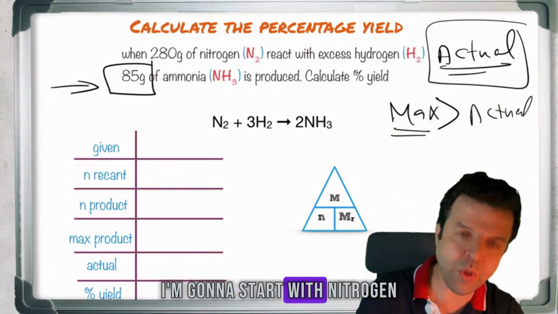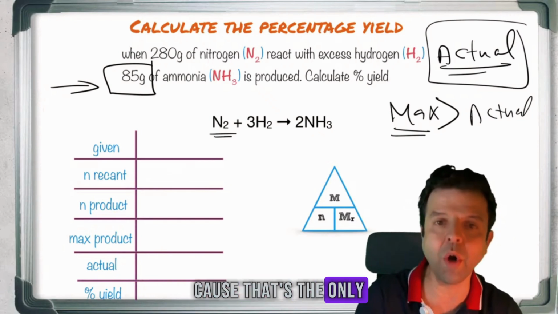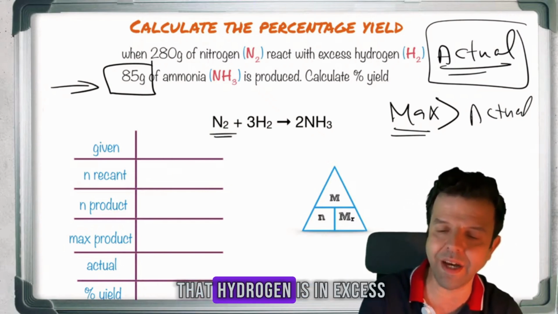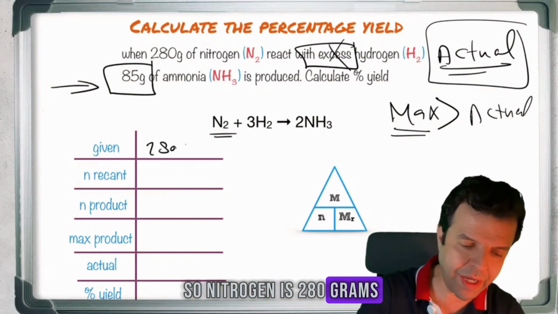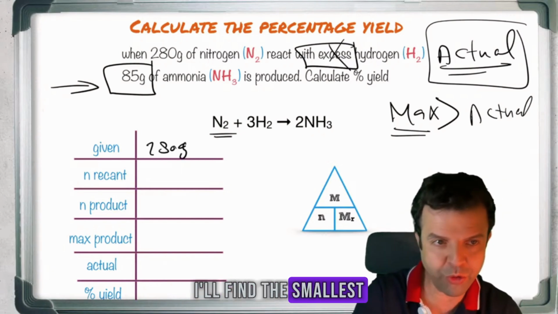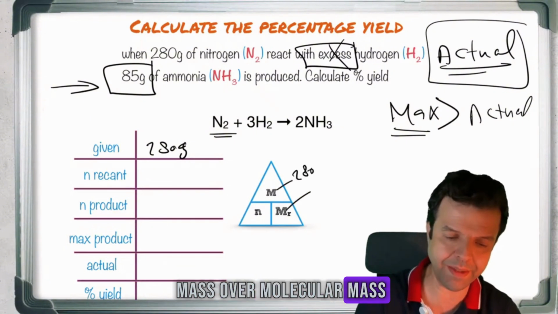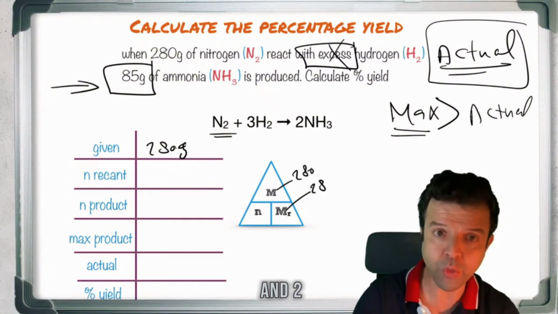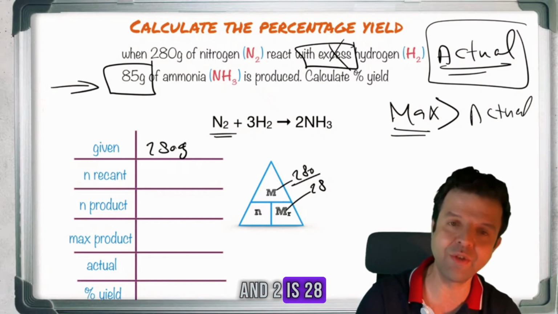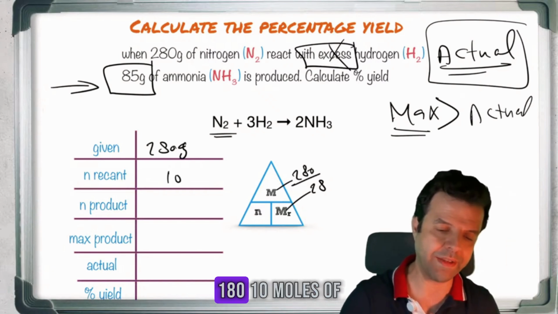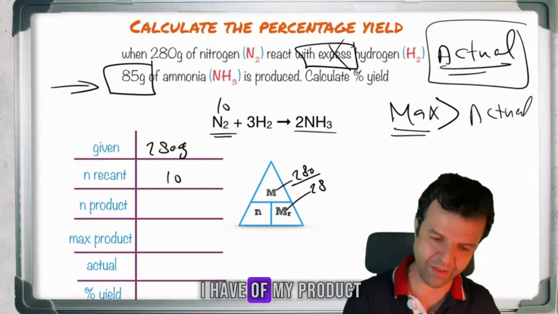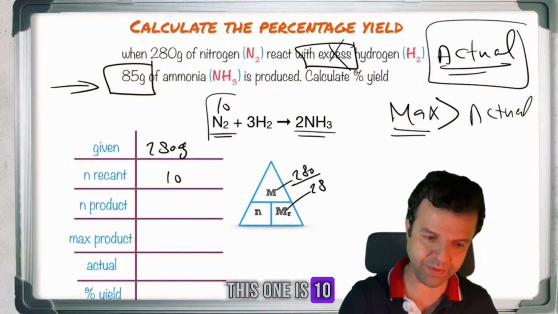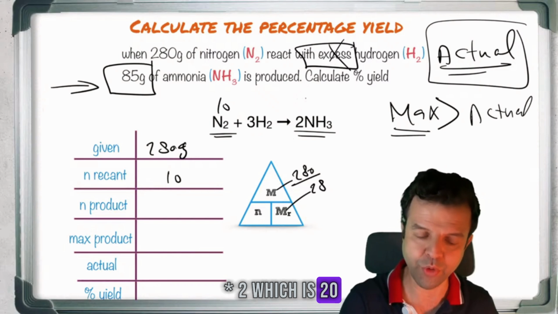I'm going to start with nitrogen, because that's the only thing I was given. And it says here that hydrogen is in excess, so ignore that one. So nitrogen is 280 grams. I'll find the moles: mass over molecular mass. Each nitrogen is 14, and N2 is 28. So that is 280 divided by 28, 10 moles. Moles of the product: if this is 10, how many moles will I have of my product? This one is 10, so this will be 10 times 2, which is 20.